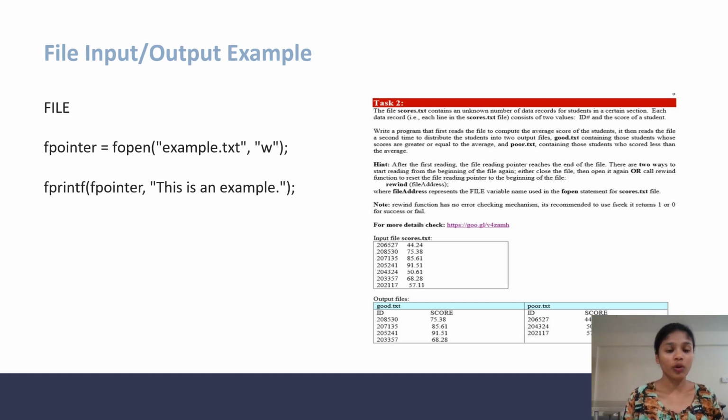File input and output example: FILE *fpointer = fopen, fprintf, fpointer is an example of file input and output. Reading and writing to a text file. For reading and writing to a text file, we use the functions fprintf and fscanf. They are just the file versions of printf and scanf. There is a difference: fprintf and fscanf expect a pointer to the FILE structure.